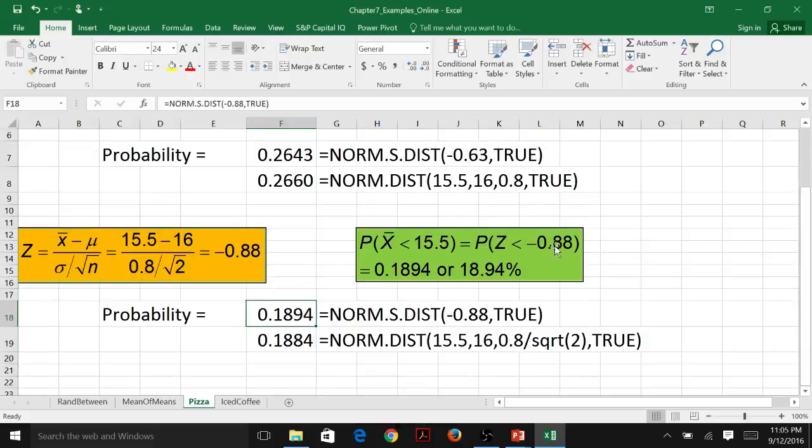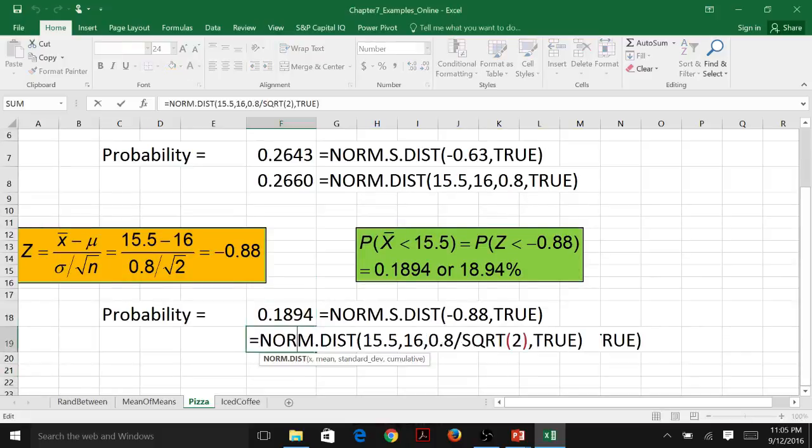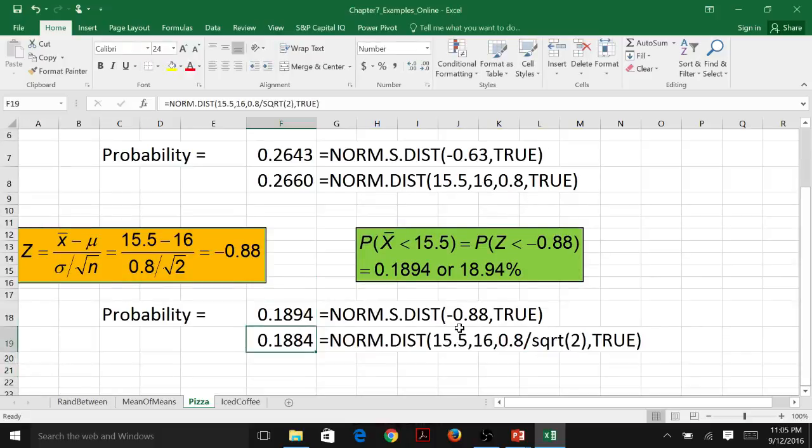The other one, 0.88, same principle. I get 18.94. If I did it here, more precision, I get 18.84. Notice the square root of 2. There's only an 18.84% chance I could go out and draw a sample of size 2 and the sample mean be 15.5.